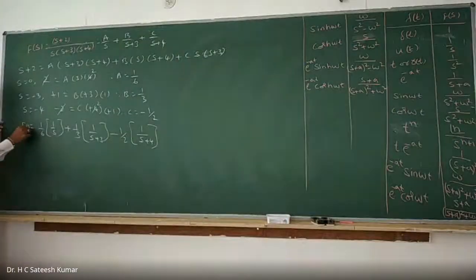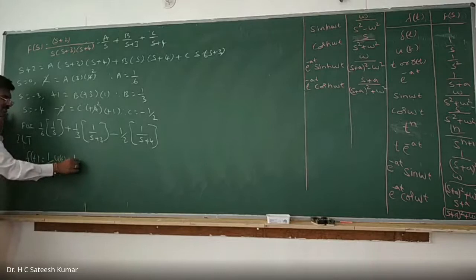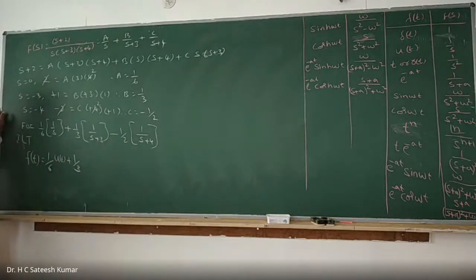Some of the standard relations we have: F of S and F of T, the inverse Laplace transformation from the table. The inverse Laplace transformation of F of S is what? F of T, 1 by 6. Now, 1 by S is nothing but a constant, or you can write it as U of T, or you can write it as 1. Its value is 1 only, starting from plus 1 by 3 into 1 by S plus 3.